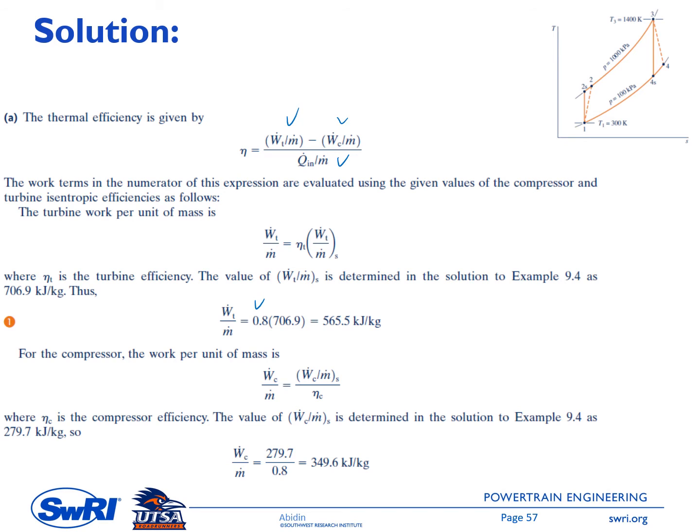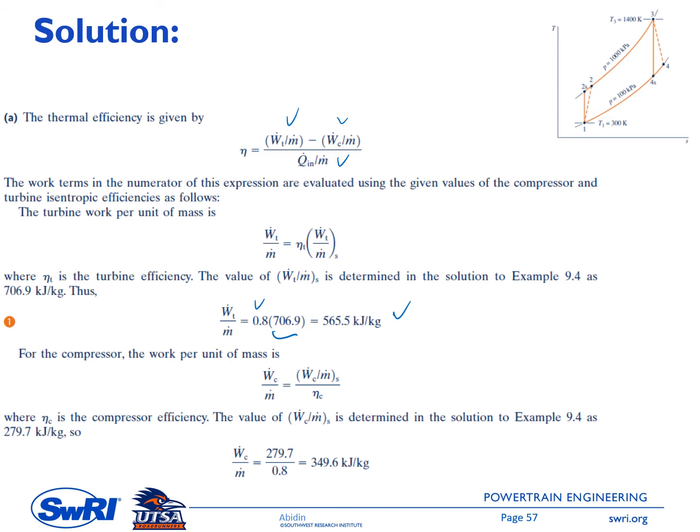The turbine power per unit mass from the previous example is 706.9. You multiply by 0.8, which is the 80% turbine efficiency. You will get the turbine power of 565.5 kilojoules per kilogram.